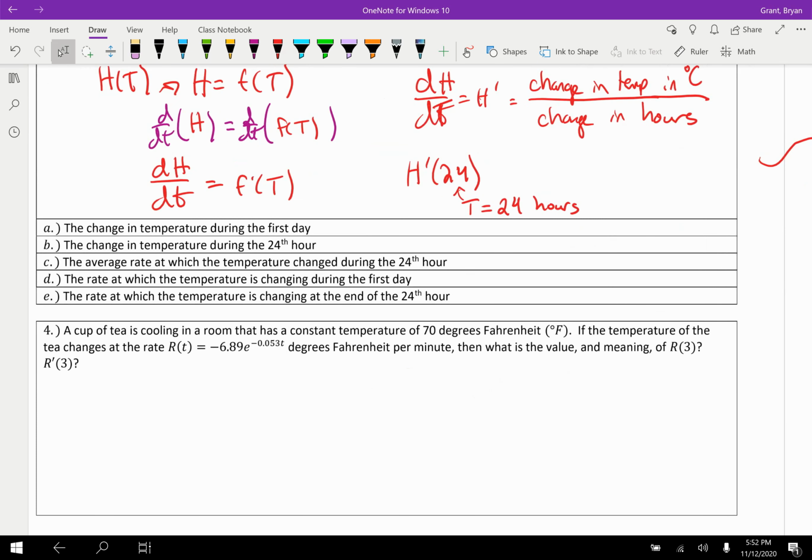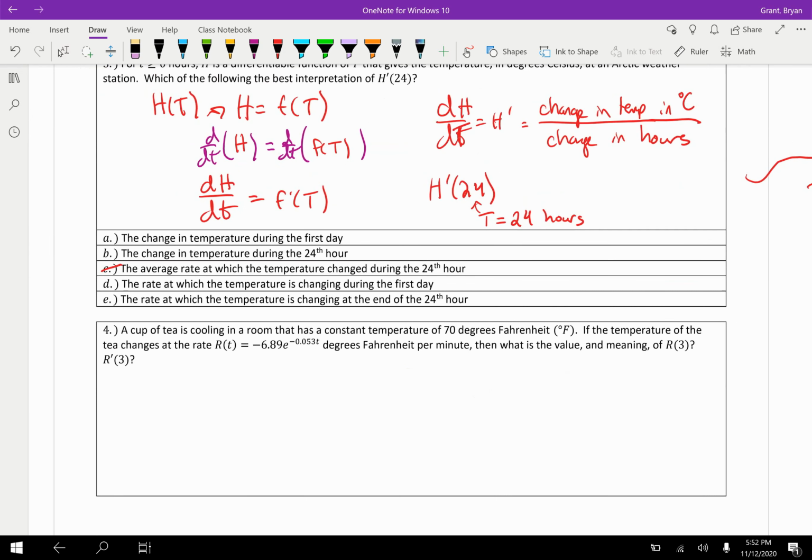Okay, well, let's take a look at this, and let's eliminate a few of these options. The average rate at which the temperature changed during the 24-hour, no, it's not an average. It is an exact rate. Okay, does it measure the change in temperature over the first day? Well, let's look at this, right? H prime of 24, let's give it an answer. Okay, so if I wanted to give this an answer then, let's say the answer is 12. Well, 12 would be 12 degrees changed over hours, right? Over maybe 1 hour, something like that. So this is telling us how fast we're changing at the 24th hour.